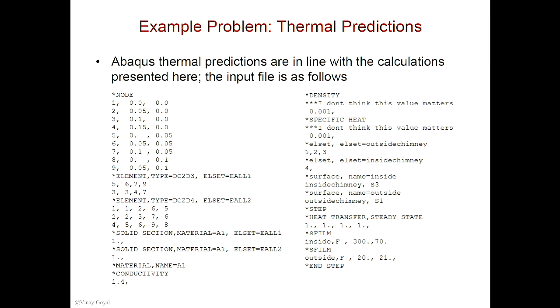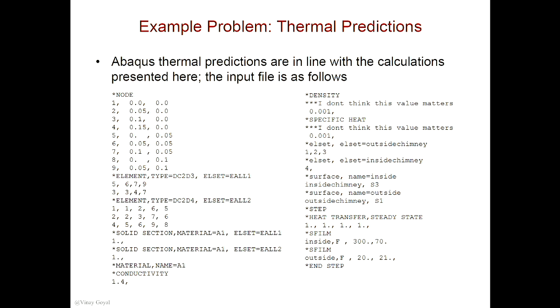Then the step, I apply a heat transfer steady state solution. I use something called film to be able to do heat transfer with air or with a hot gas. Here, what you can do is say the inside, so I call the surface inside, that's the name of the surface, it's called inside. Then comma F is an element type level, so if you make it FNU, then you can write a user subroutine to make a code that perhaps varies the temperature outside as a function of location. But here it's just F for film coefficient.